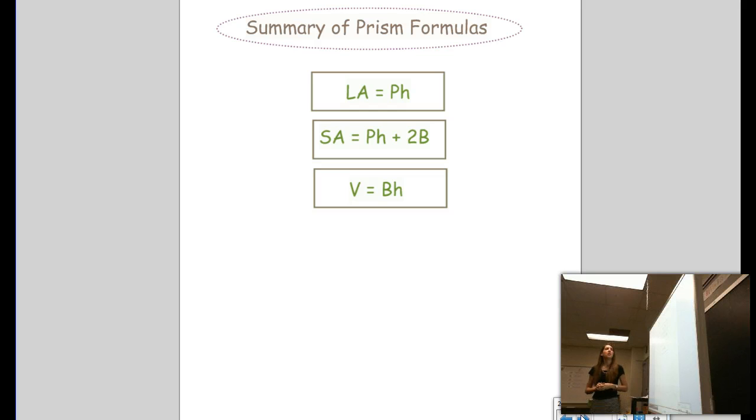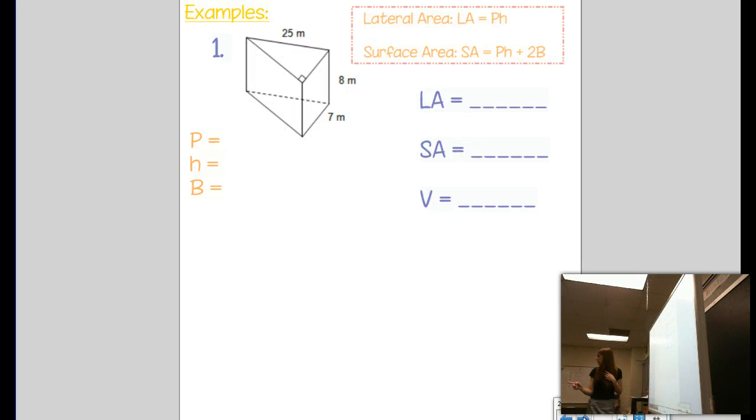So there's a summary of your formulas, except these are on your formula chart, so no need to memorize those. Wait, what? You don't need to... What? I was just gonna write it down. Oh, okay. No, don't write them down there. You've already written them down at the top, hopefully. And that, we're going to write numbers down.